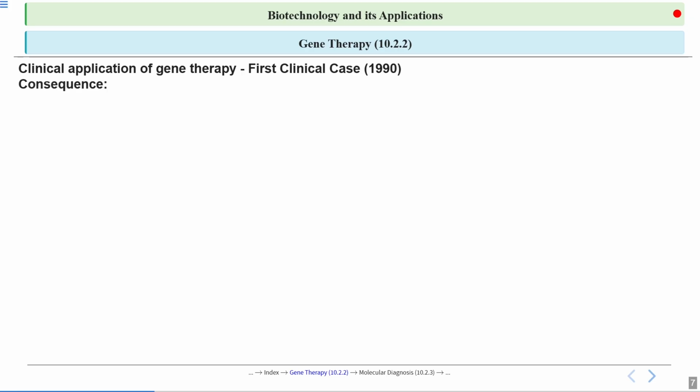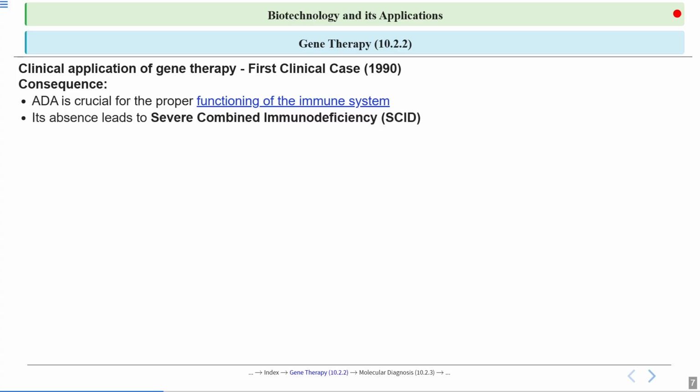So now, what are the consequences? We know this 4-year-old girl has adenosine deaminase enzyme deficiency because there is a deletion of that particular gene from chromosome number 20. And what was the consequence? Her immune system is not functioning properly, because this enzyme is crucial for the proper functioning of the immune system. Its absence leads to SCID. And what is SCID? SCID is a disease which we call severe combined immunodeficiency.